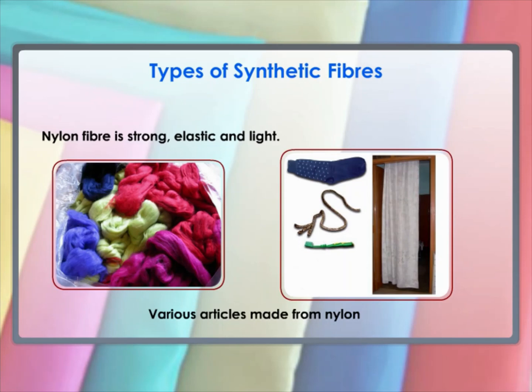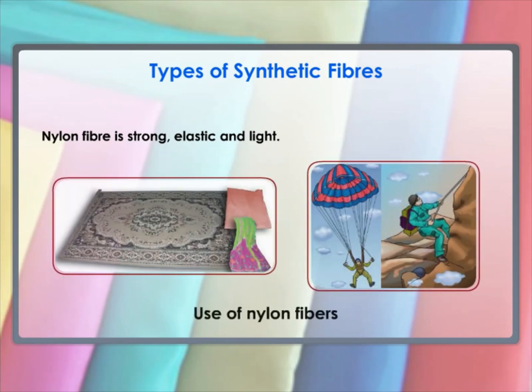We use many articles made from nylon such as socks, ropes, tents, toothbrushes, car seat belts, sleeping bags, curtains, etc. Nylon is also used for making parachutes and ropes for rock climbing. A nylon thread is actually stronger than a steel wire.